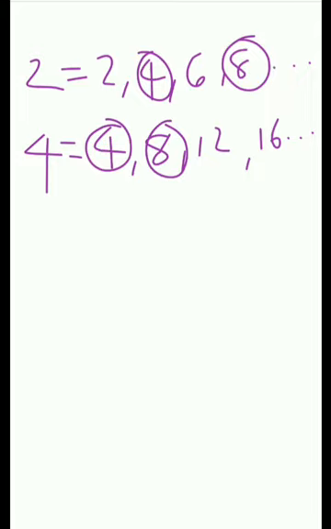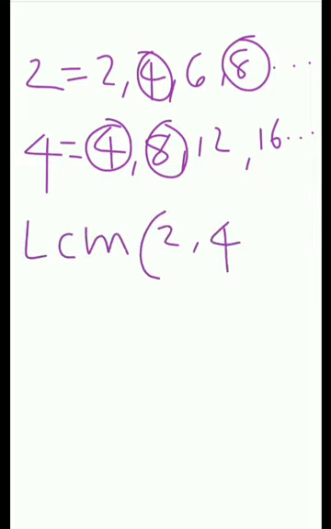But among the common multiples, which is the least one? 4 is the least one. So we can say that 4 is the least common multiple of 2 and 4. In short, we can write LCM of 2 and 4 is 4. Now, instead of writing all the multiples of 2 and 4 and picking the least common multiple, we can use another method.